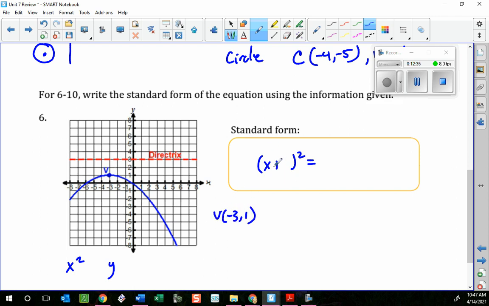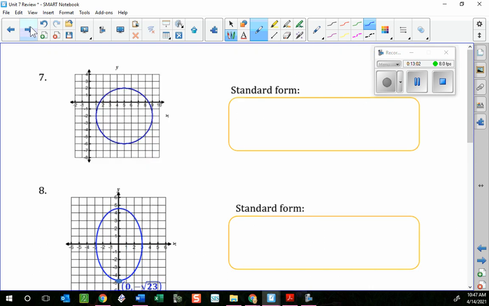That means I'm going to have x plus 3 over here in parentheses, and y minus 1. The only other thing I need right here is 4p. So my focal length right here I can tell is 2. So 4 times 2 is 8. This thing is upside down, so this is going to have to be a negative 8 right there. And that's it. And you could also confirm this by typing this into Desmos and seeing if you get the picture that's over there.